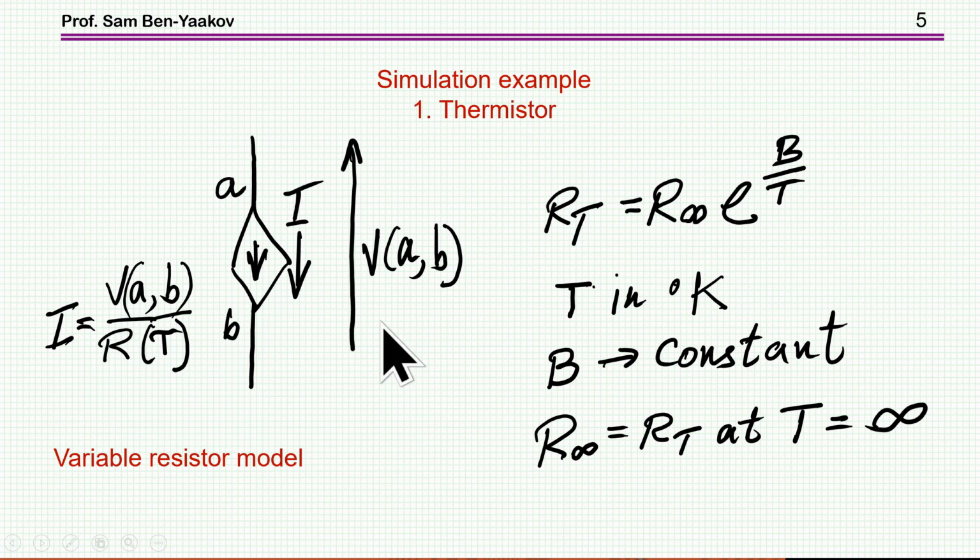Now, in the case of a thermistor, one can show that for a commercial thermistor, you can describe the resistance approximately by this equation. This is a constant, actually a resistance at infinite temperature. This is a constant, B, also a constant, and T is in degrees Kelvin. So this represents the resistance of a thermistor as a function of temperature, and I can put it here, and this will make this current source behave like a thermistor with this characteristic.